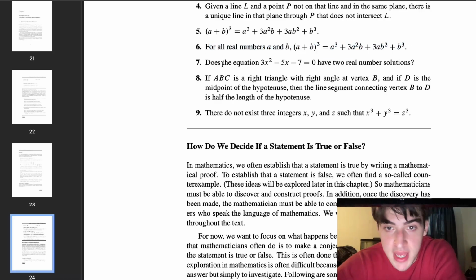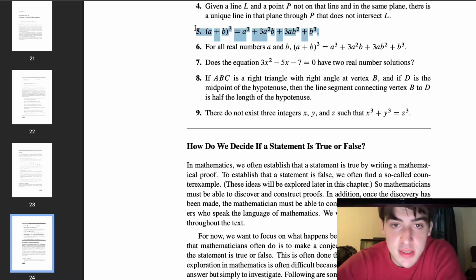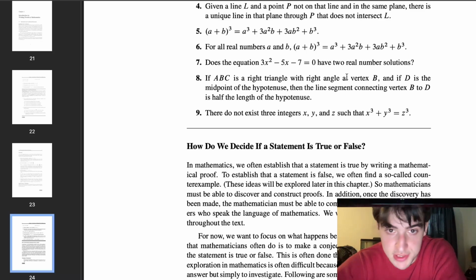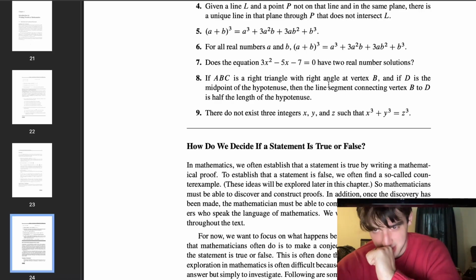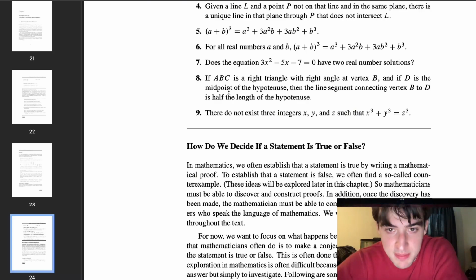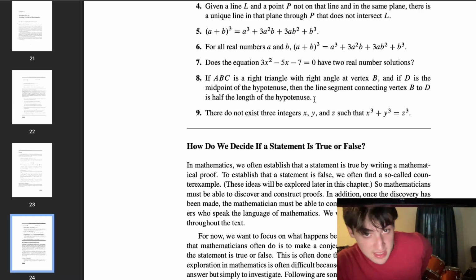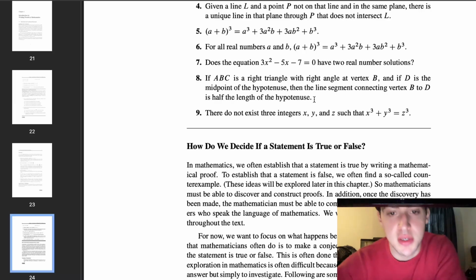7. This would not be a statement even if all real numbers a and b yield an equality, because it's ambiguous. I guess. 7. Does the equation 3x^2 minus 5x minus 7 equals 0 have two real number solutions? That's a question. 8. If ABC is a right triangle with a right angle at vertex B, and if D is the midpoint of the hypotenuse, then the line segment connecting vertex B to D is half the length of the hypotenuse. That is definitely a statement. It's either true or false.